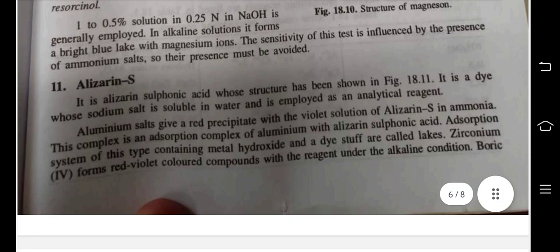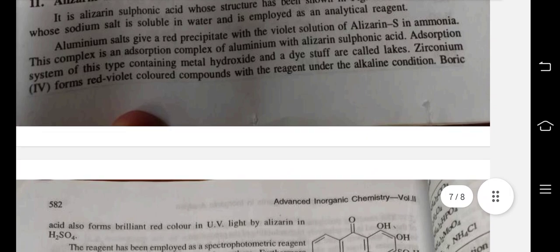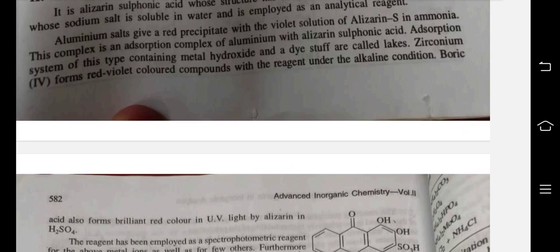Next reagent is alizarin S. It is alizarin sulfonic acid, whose structure is shown in the figure. It is a dye whose sodium salt is soluble in water and is employed as an analytical reagent. Aluminium salt gives a red precipitate with the violet solution of alizarin S in ammonia. The complex is an adsorption complex of aluminium with alizarin sulfonic acid. Adsorption systems of this type containing metal hydroxide and a dyestuff are called lakes.